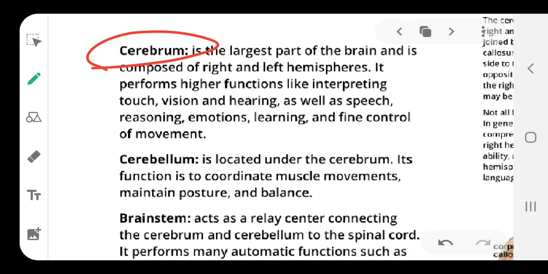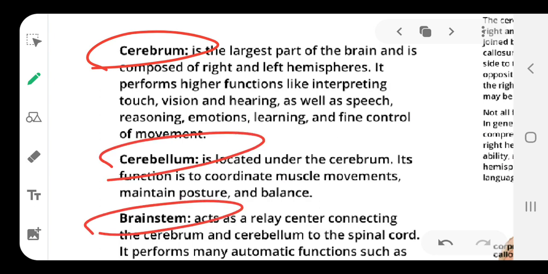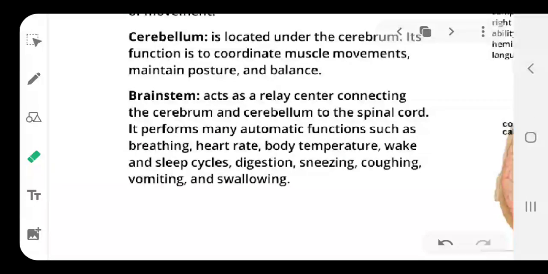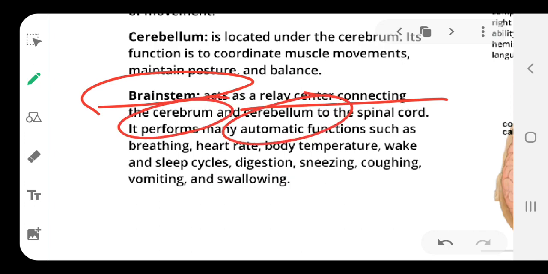In case of the brain, the three parts are cerebrum, cerebellum and brainstem. We have already read about the cerebrum in detail just now. In case of the cerebellum, its function is to coordinate muscular movement and maintain body posture and balance. So body posture and body balance is the cerebellum's job. And the brainstem, you can see, acts as a relay center connecting the cerebrum and the cerebellum.